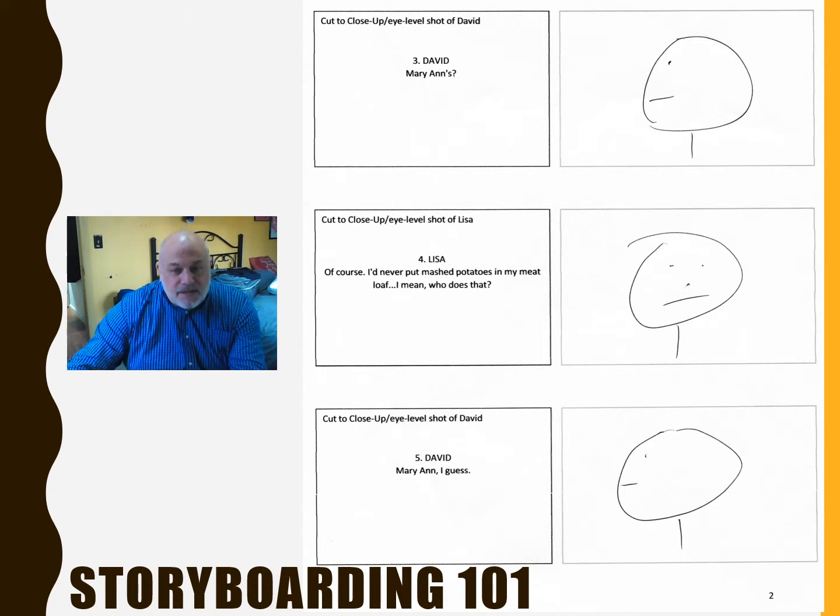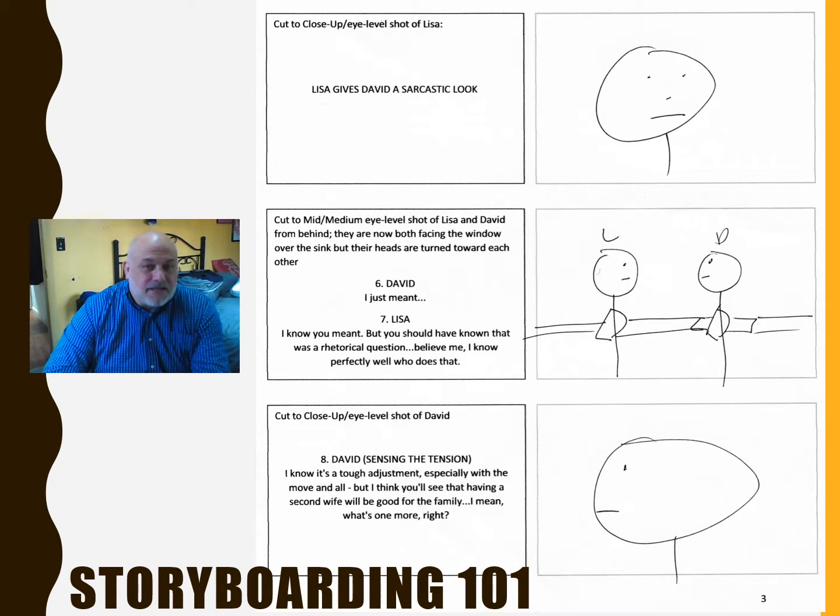So David to Lisa, back to David, back to Lisa, and then there's a moment here where they have a little bit of a coming together, right? They have a moment here. So as you can see on the left, I want a medium eye level shot of Lisa and David from behind. They're now both facing the window, but their heads are turned toward each other. David says, "I just meant," and she says, "I know what you meant, but you should have known. It was a rhetorical question."